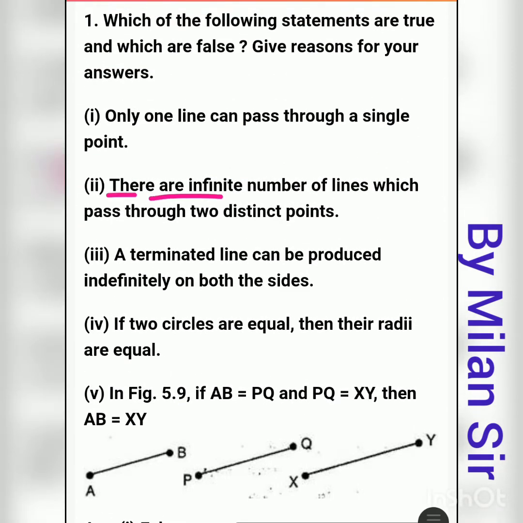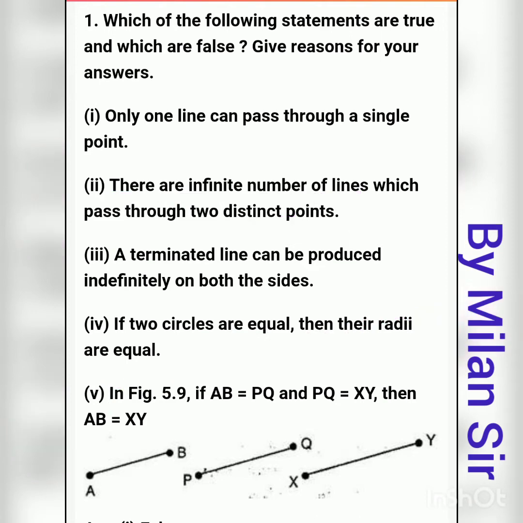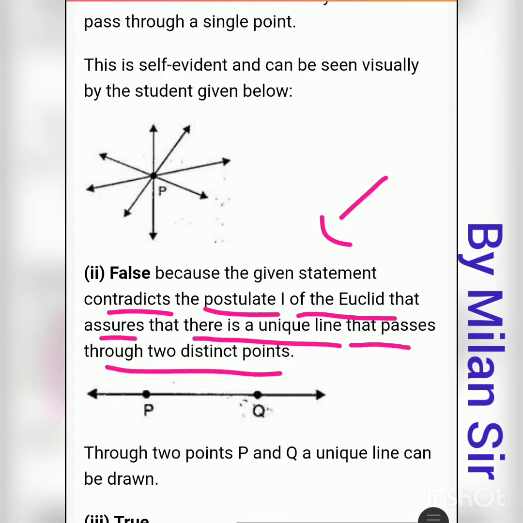Second, there are infinite number of lines which pass through two distinct points. From two distinct points we can pass only one line. So this statement is also false. Here it is written infinite number of lines. No, we can pass only one line through two distinct points. The given statement contradicts postulate 1 of Euclid, which assures that there is a unique line that passes through two distinct points.